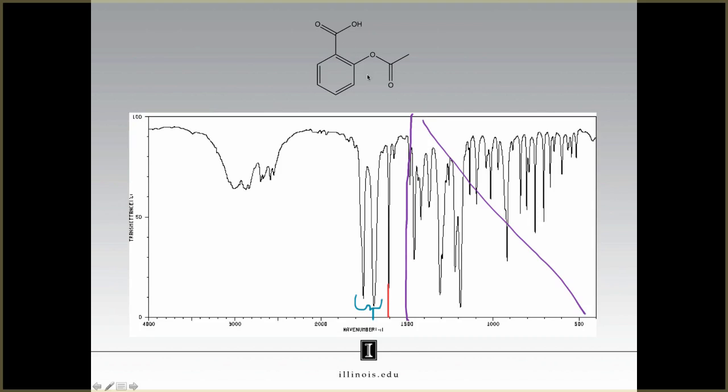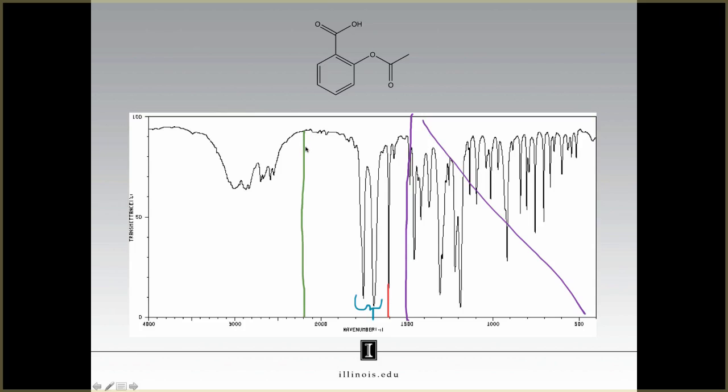You might be wondering, why do these 2 carbonyls show up at different locations. We'll talk about why that is on the next slide. Now let's look at the next region. At 2200, I would see stretches that correspond to carbon-carbon triple bonds. Do I see any stretches in this area? No, I don't. Therefore, I probably don't have any carbon-carbon triple bonds.